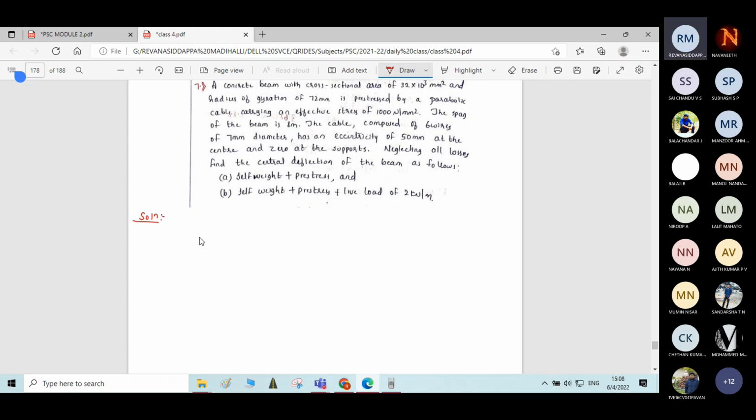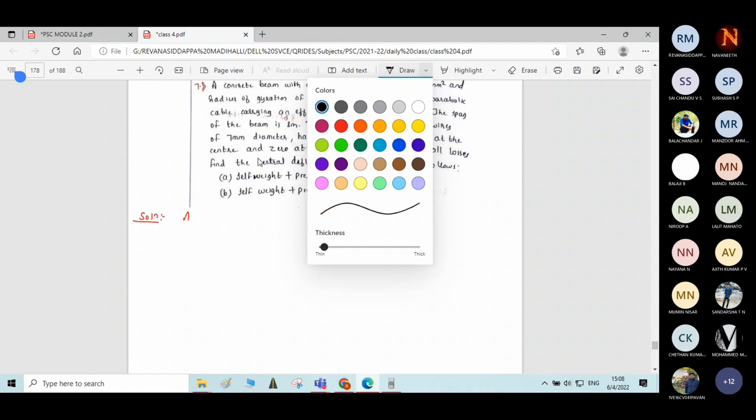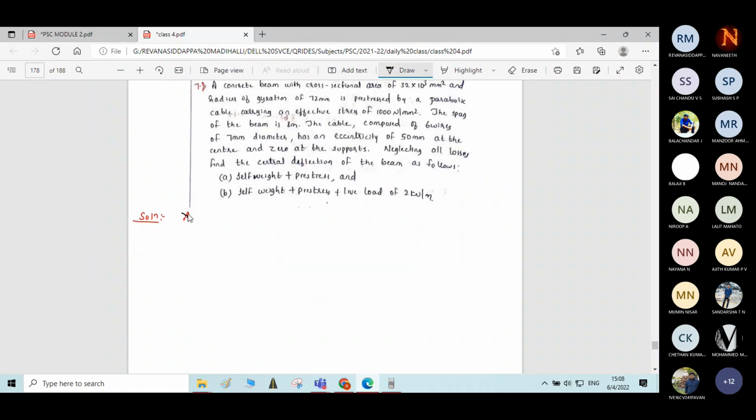Go through the problem. A concrete beam with cross-sectional area 32 into 10 power 3 mm square. Okay, cross-sectional area is given. How much is it given? It is 32 into 10 power 3 mm square, and radius of gyration of 72 mm. Now a new term has come, that is radius of gyration.